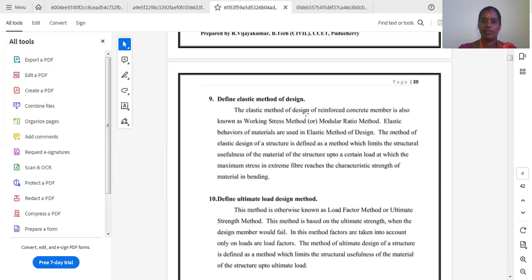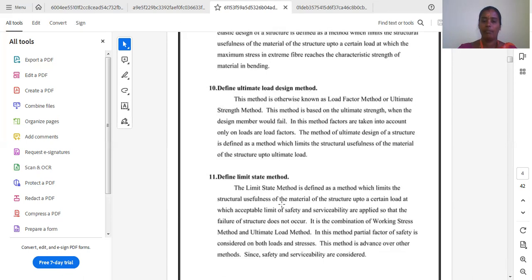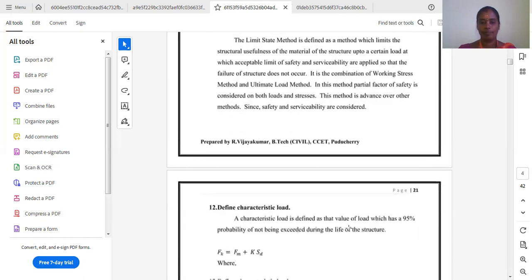So the first method is the working stress method. The second one is the ultimate load design method. The third one is the limit state method. The disadvantage in both of those methods is that they are not economical. Then it is tedious to design, and they consider only the stress at the load point. But if you take the limit state method, it considers the load at both the poles. Okay.